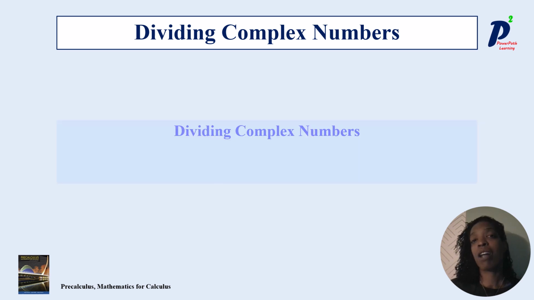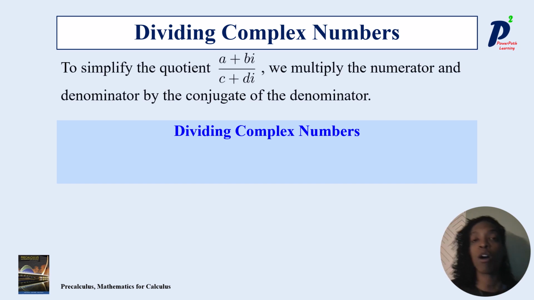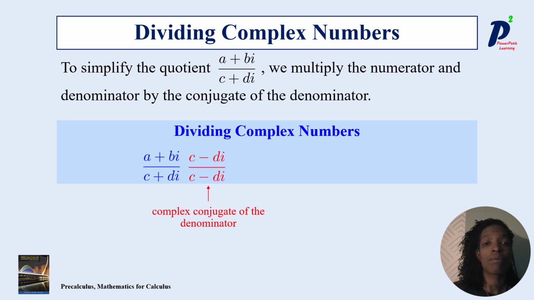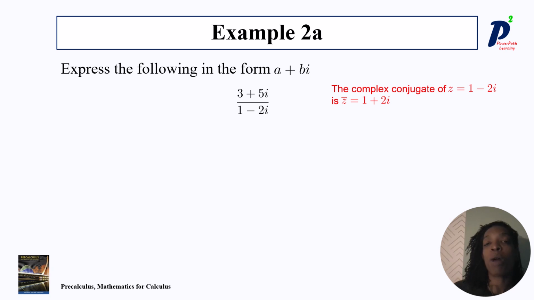So we need the complex conjugate to divide complex numbers. To simplify the quotient a plus bi over c plus di, we multiply the numerator and the denominator by the conjugate of the denominator, and then we simplify as usual. I need to simplify 3 plus 5i over 1 minus 2i. So the first thing I'm going to do is multiply by the complex conjugate in my numerator and my denominator. My complex conjugate is 1 plus 2i.